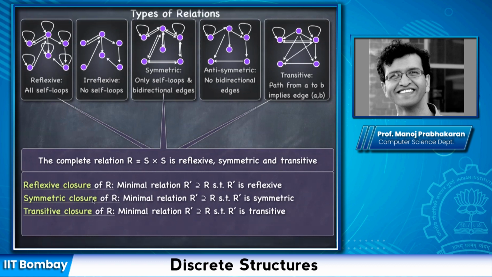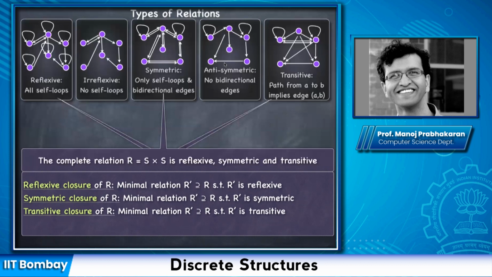Similarly, symmetric closure is defined as a minimal relation containing R, which is symmetric. And here again, it's pretty straightforward what you need to do. You need to take all the edges in R, and if you ever find an edge which is not a self loop, and if it is unidirectional, you make it bidirectional. You put in the edge in the reverse direction also. And you don't add any other edges. You don't add any other self loops. You don't add any edges other than what you need to make unidirectional edges bidirectional.